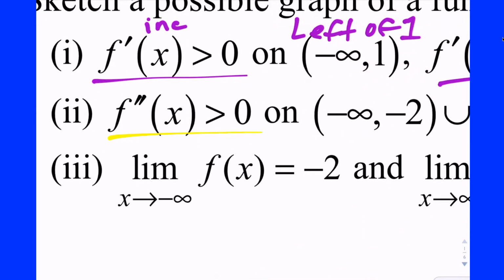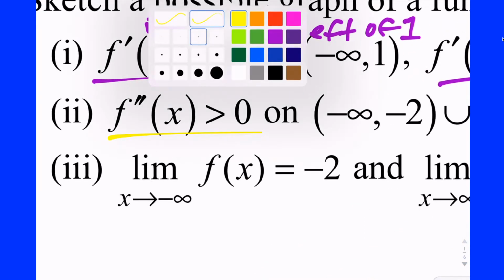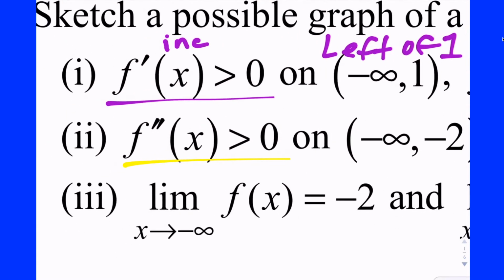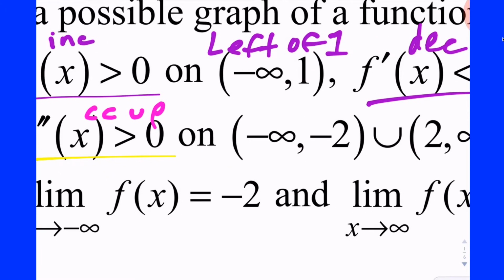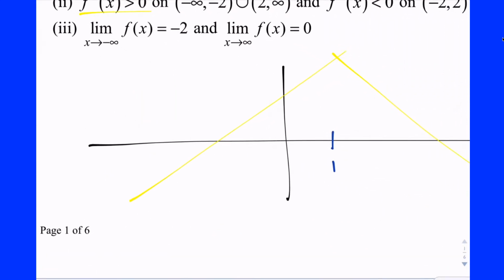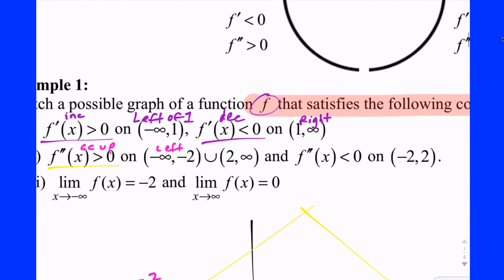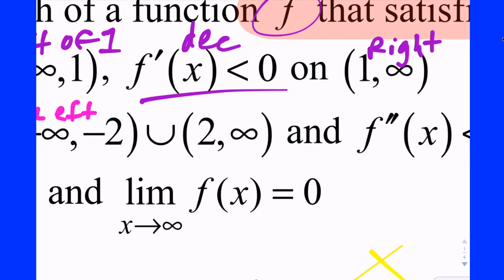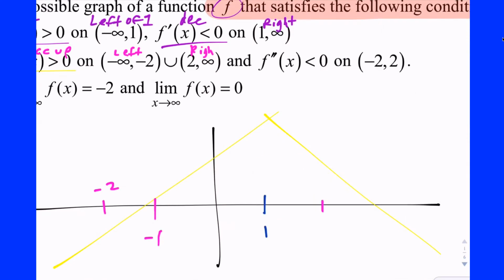If the second derivative is greater than 0, then we know our function f is concave up, like a cup. And this is going to be to the left of negative 2. So if that's negative 1, this must be negative 2. Okay? And also to the right of positive 2. Okay, that's cool. So I'll need to come over here and have a value for 2.